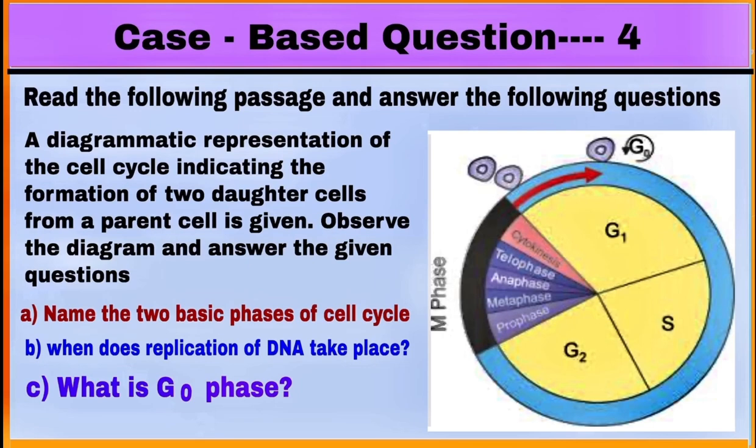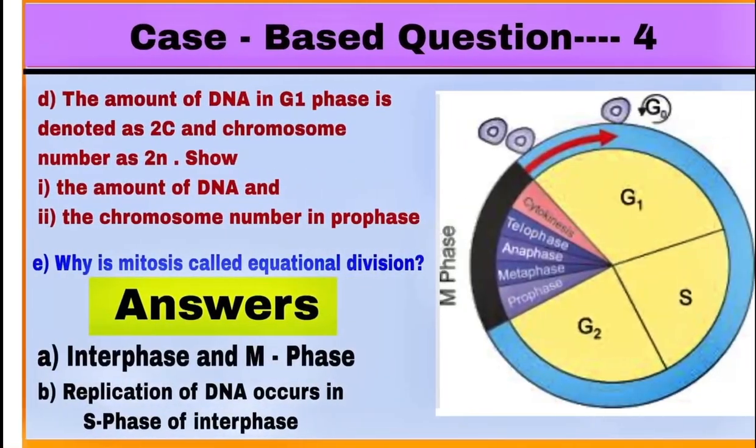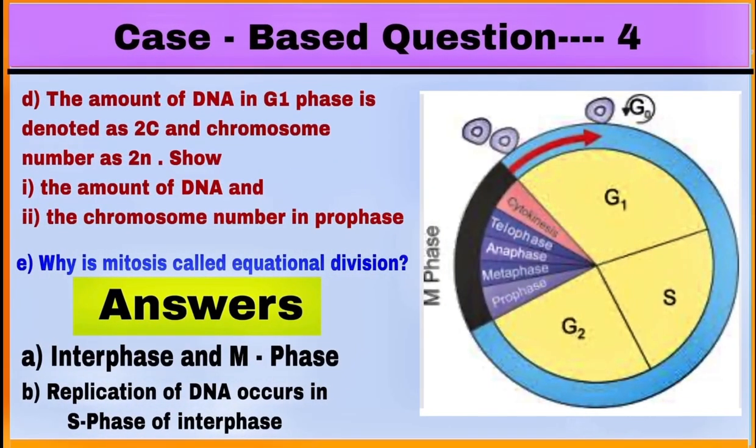Next question, question number 4. Here, a diagrammatic representation of the cell cycle during mitosis is given and you have to answer parts A, B and C and also parts D and E of the question.